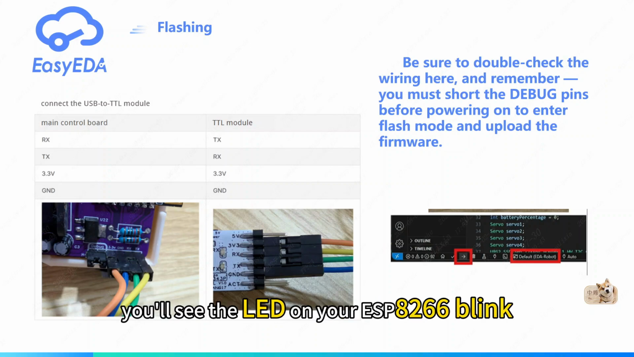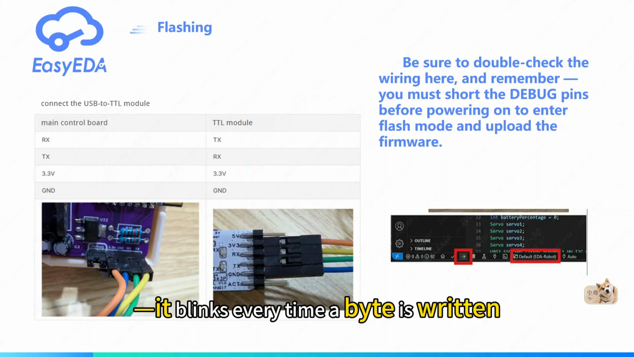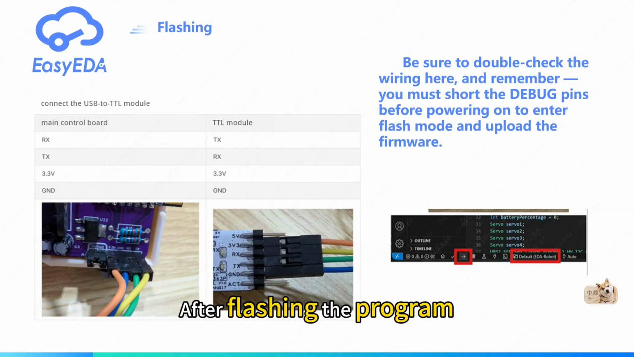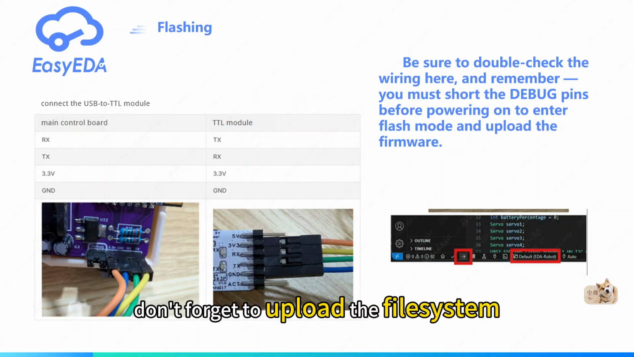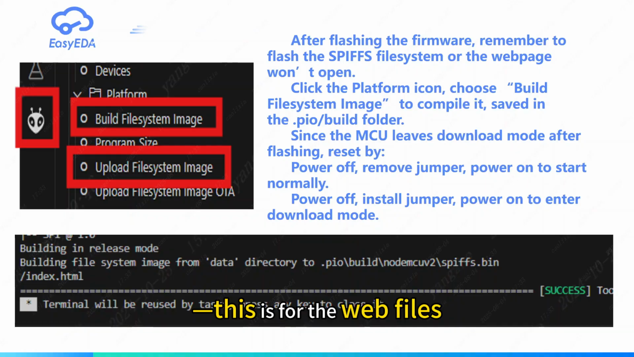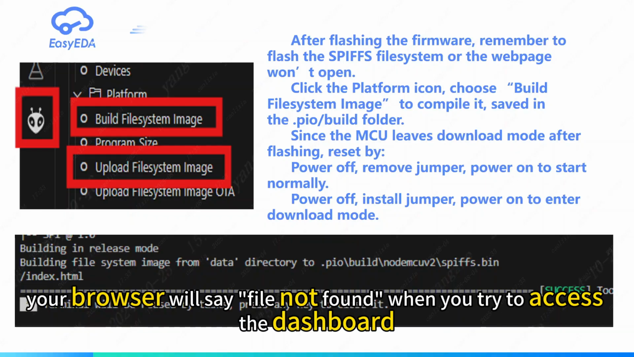During a normal flash, you'll see the LED on your ESP8266 blink. It blinks every time a byte is written. After flashing the program, don't forget to upload the file system. This is for the web files. If you skip this, your browser will say file not found when you try to access the dashboard.